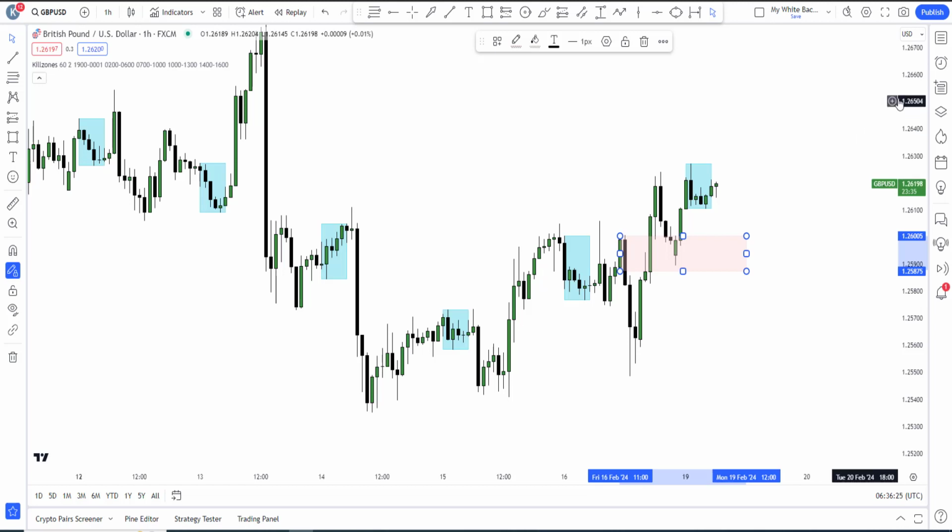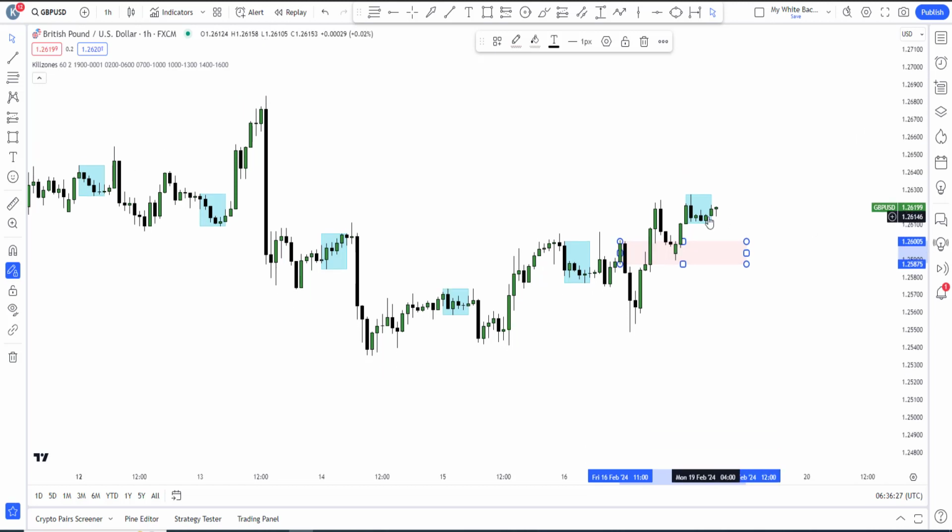So this is my prediction for the week. I expect bullishness starting from today until we finally have that particular daily bullish order block mitigated on the DXY.